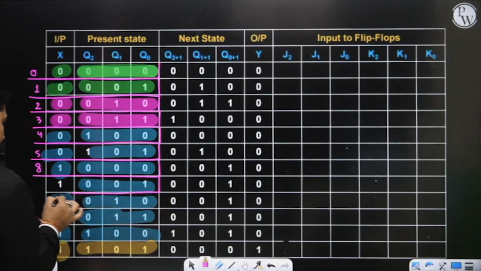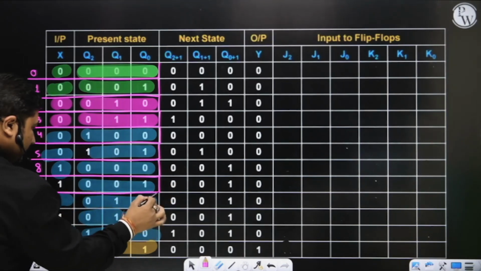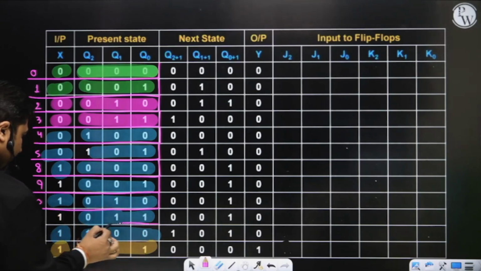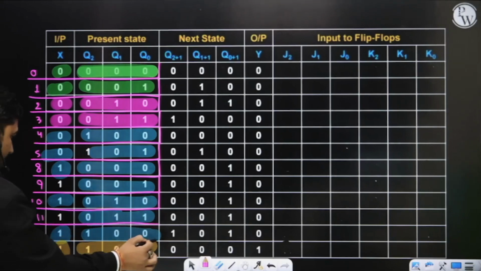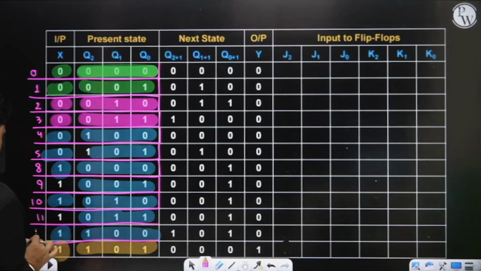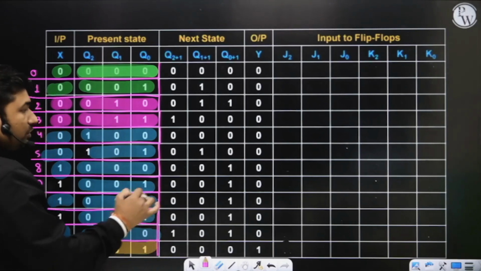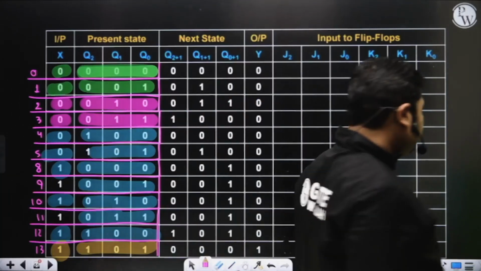Then this is the binary of 9, this is the binary of 10, this is the binary of 11, this is the binary of 12, this is the binary of 13. What about 14 and 15? Sir, they are also don't care. Is it okay? Yes, sir.